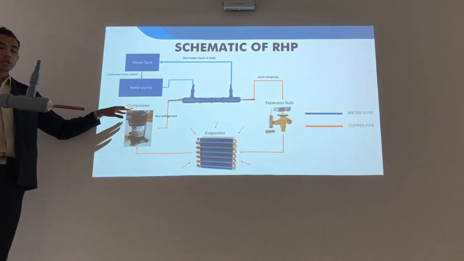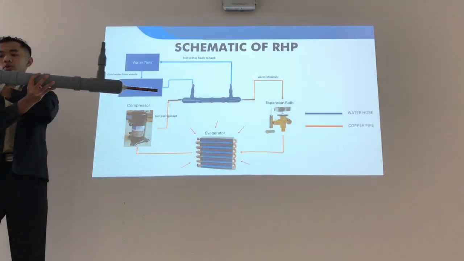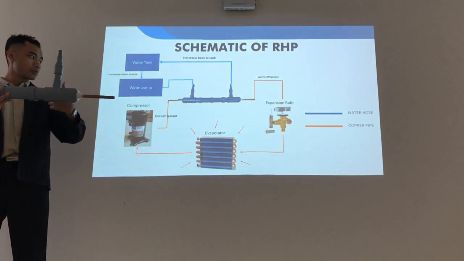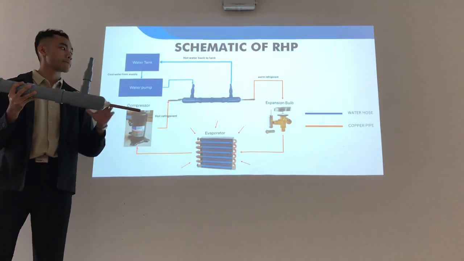Then the hot refrigerant from the compressor itself will be pumped into the copper pipe, and it will heat up the copper pipe through the turbulence happening inside the pipe itself. It will heat up, and then the heat will be transferred back to the hot water tank.